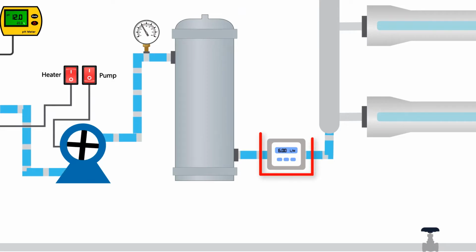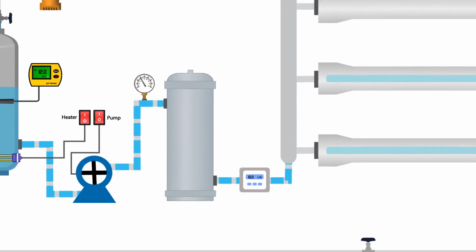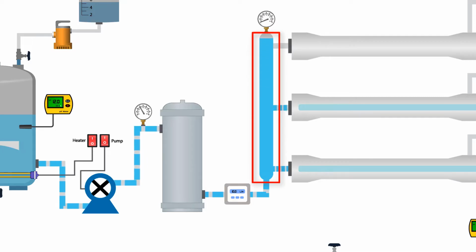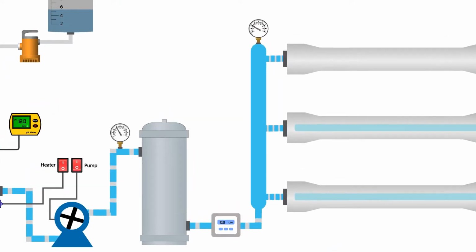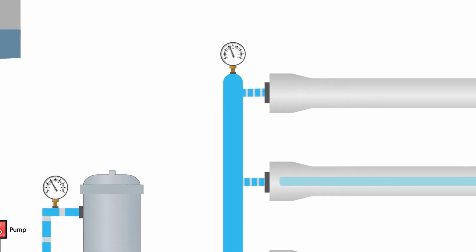Observe the flow meter, which we can call the inlet flow meter. It will display the flow rate of the passing fluid. The fluid then goes to the inlet header, which distributes it to the membranes. The pressure gauge shows the pressure before the membranes.